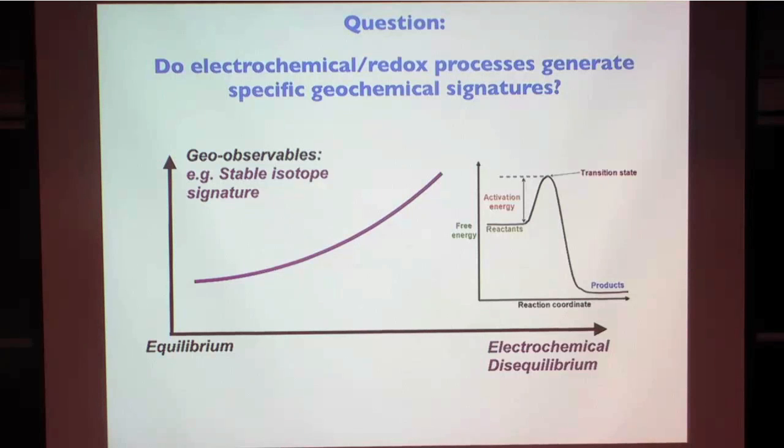So if that's the case, then perhaps we have some observable that has a signature at equilibrium, and then as we drive away from equilibrium, as our rates go higher, the signature changes. So not only does it tell us that electrochemistry happened, but it tells us exactly the driving force for that electrochemistry. So that's the hope of an electrochemical kinetic tracer.